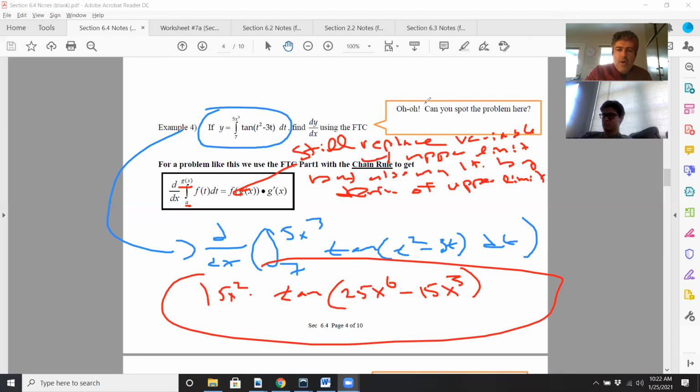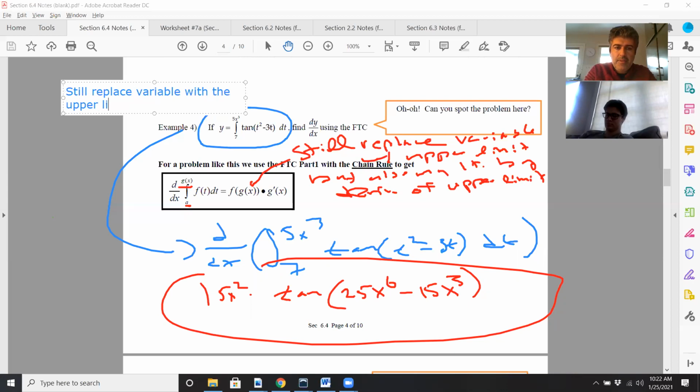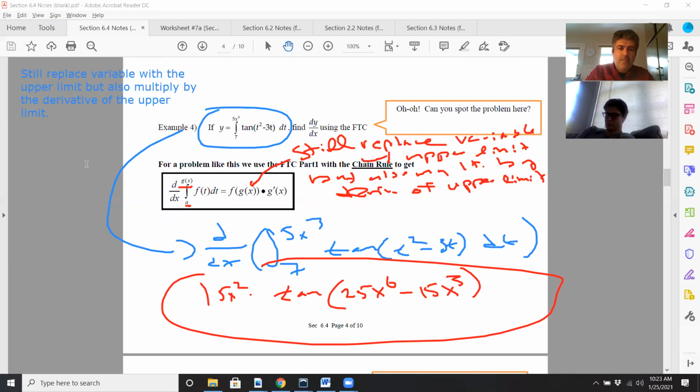Oh, the word's in red, sorry. Oh, still replace the variable with the upper limit. So that's what is being shown right here. Still replace the variable with the upper limit being g of x, but also multiply by the derivative of the upper limit. Let me pose a text box really quickly. So still replace the variable with the upper limit, but also multiply by the derivative of the upper limit. And let me put that as a text box so you guys can see it. Okay, so you can see it right there.